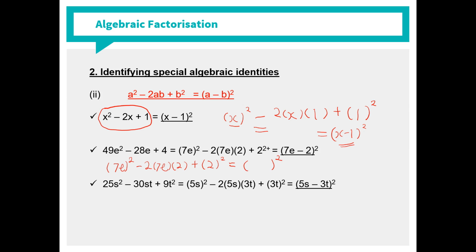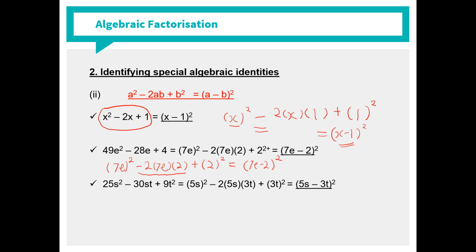Okay, so let's check whether the middle term multiplies to become negative 28e. So 2 times 2 times 7e. That does give me negative 28e. So this allows me to instantly recognize that it can be factorized immediately into 7e minus 2 whole thing squared.